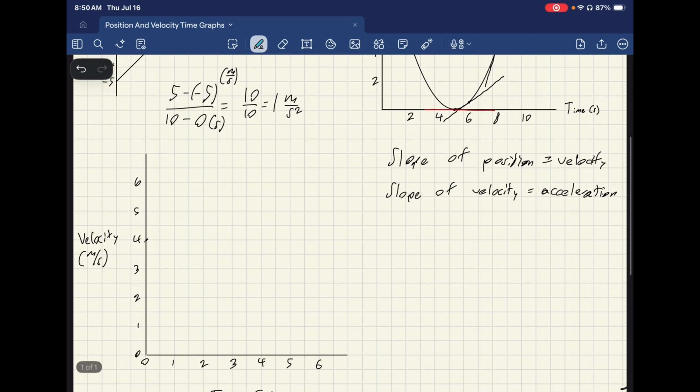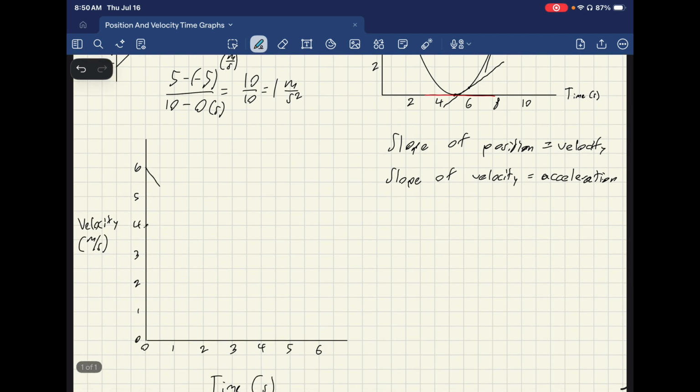You can also have a constant negative acceleration. If your velocity graph looked like this, you would have 0 minus 6 divided by 6 minus 0, which simplifies to negative 1 meters per second squared, or a constant deceleration. So a constant acceleration of negative 1 meters per second squared. You can see now how you can connect these three graphs.